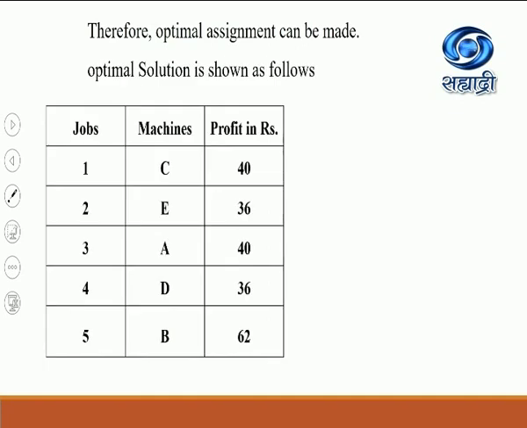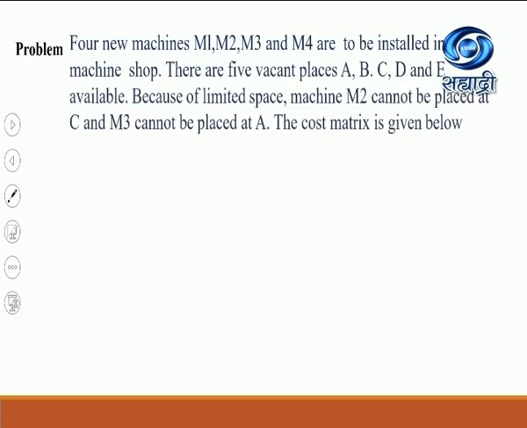An optimal solution is obtained as follows. 1 is assigned to C, 2 is assigned to E, 3 is assigned to A, 4 is assigned to D, and 5 is assigned to B. And the profit is discussed over here. So the total profit is 214 after adding all the figures. We'll go for the next problem now.